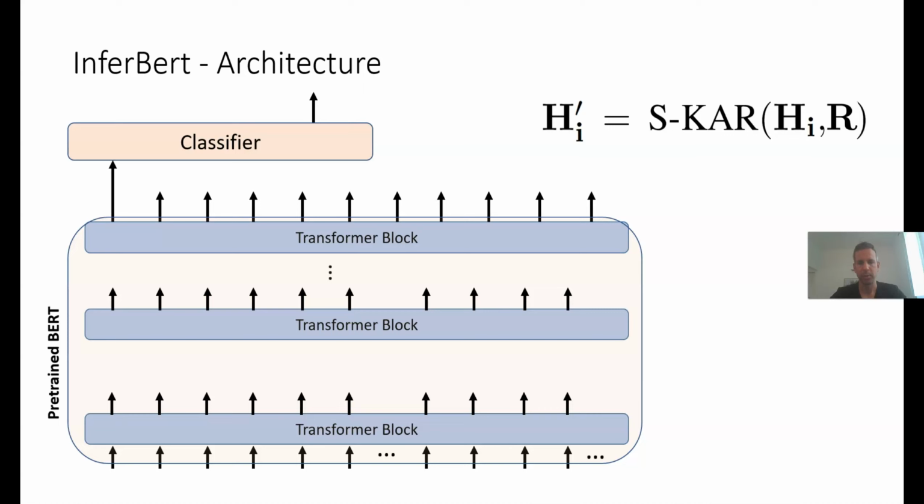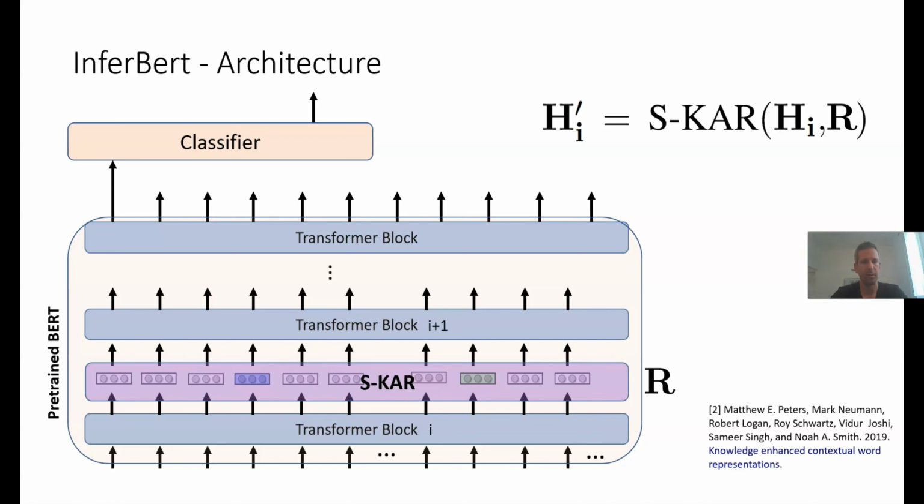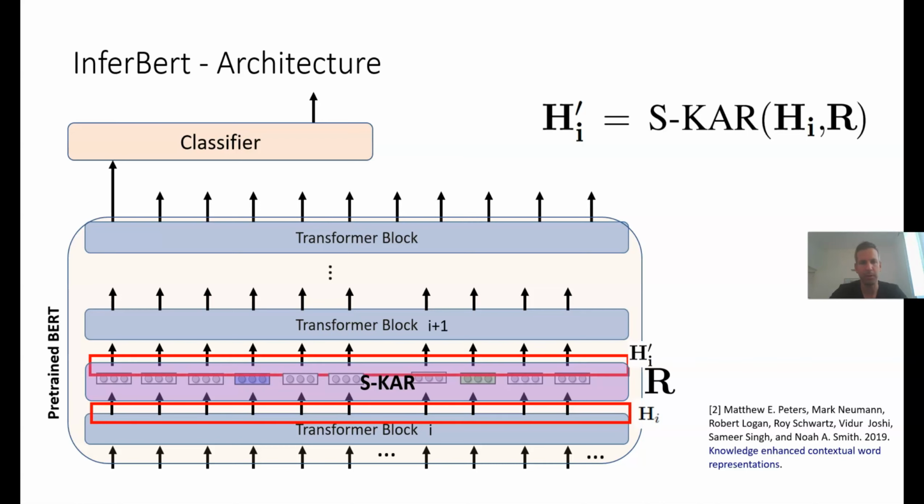To enhance BERT with our relation embedding matrix R, we base our architecture on KnowBert, a work by Peters et al. We choose two consecutive BERT layers, I and I+1, and add a module named SKAR between them. The SKAR is based on the KnowBert KAR layer and stands for Simplified Knowledge Attention and Recontextualization. We denote HI as the input and HI prime as output.